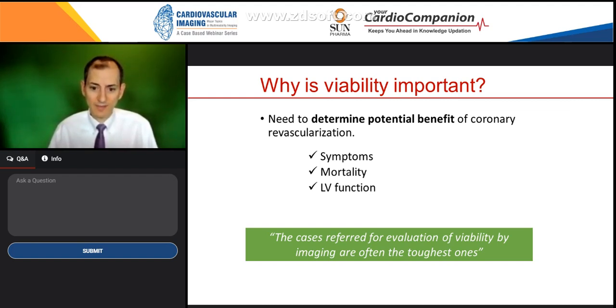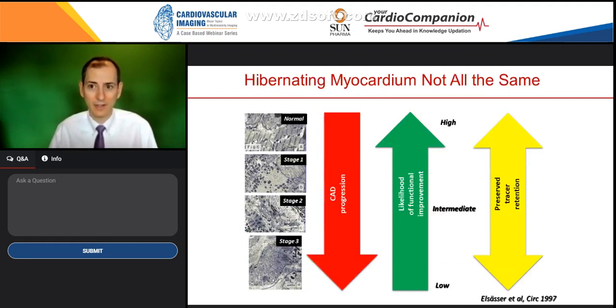The other point about viability that is really important is that the cases referred for viability imaging are always the tough ones. So if there's a very easy case, somebody has a CTO, they have 3-vessel disease, they have normal EF, nobody will ever do viability in those cases. Sometimes it's almost that nobody really wants to revascularize the patient. They have a lot of high-risk features. They say, okay, let's do a viability study. So it's important to know that these are always the challenging cases when we do viability.